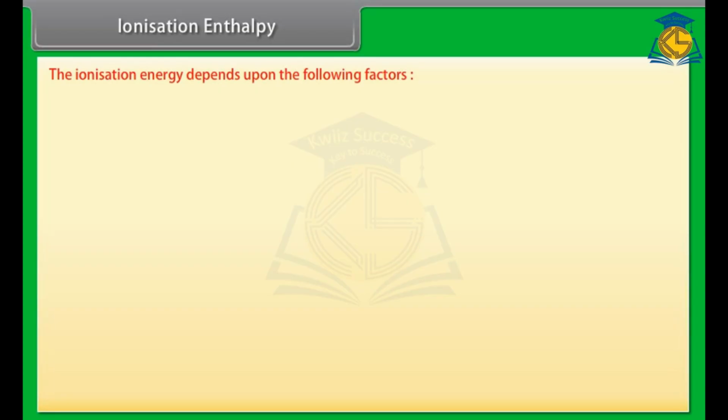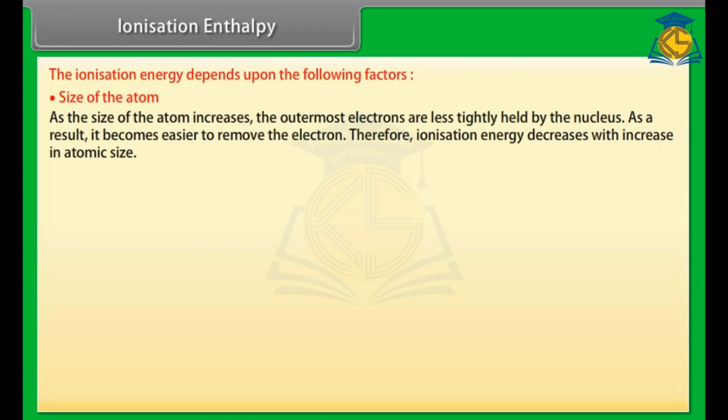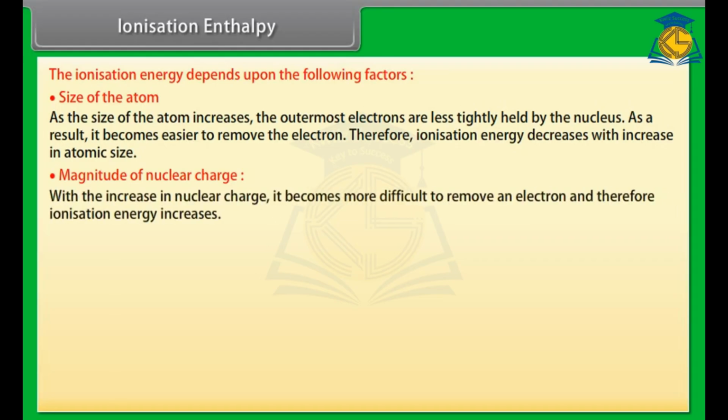The ionization energy depends upon the following factors. Size of the atom. As the size of the atom increases, the outermost electrons are less tightly held by the nucleus. As a result, it becomes easier to remove electron. Therefore, ionization energy decreases with increase in atomic size. Magnitude of nuclear charge. With the increase in nuclear charge, it becomes more difficult to remove an electron and therefore ionization energy increases. Screening effect.